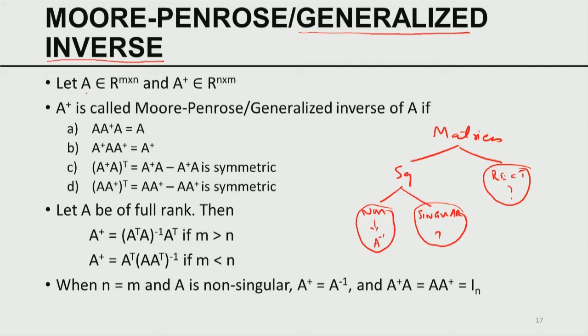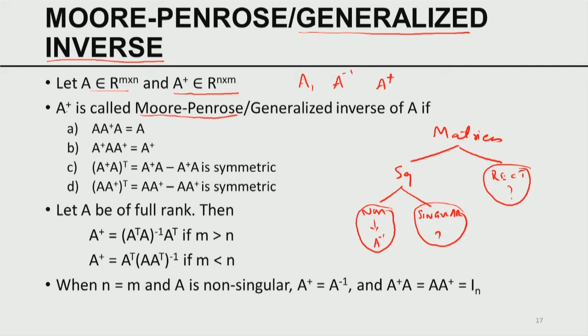So if A is a matrix of size m by n, A plus denotes the generalized inverse of A. A inverse denotes the ordinary inverse. So I would like you to look at the symbolism. A inverse and A plus. This is the ordinary inverse. This is generalized. A plus is the generalized inverse. Moore and Penrose were the first one to define the notion of a generalized inverse.